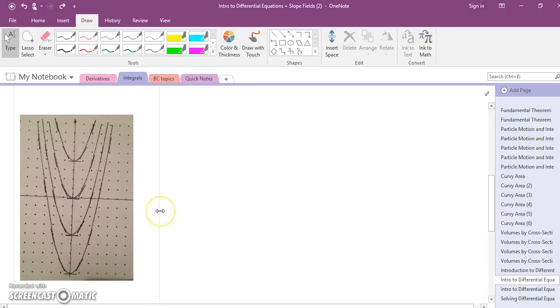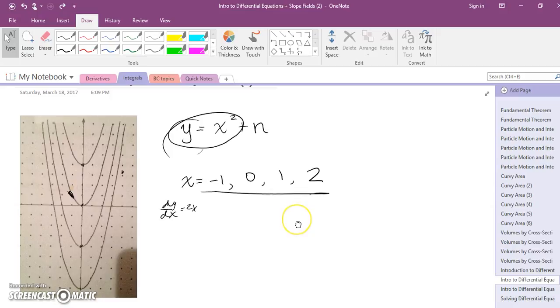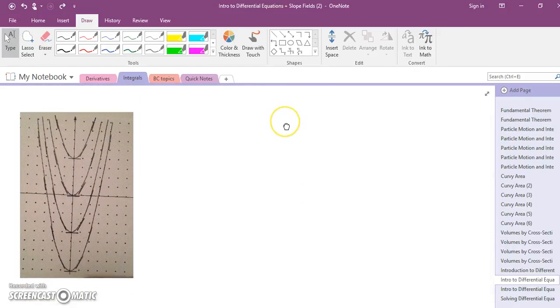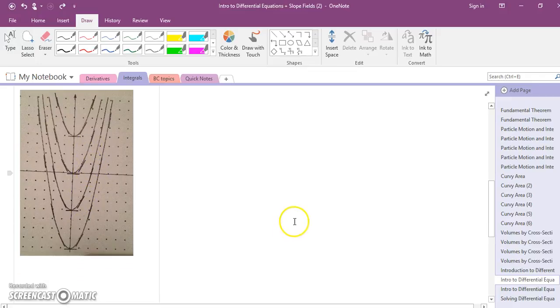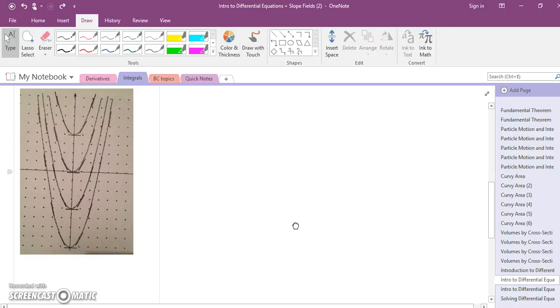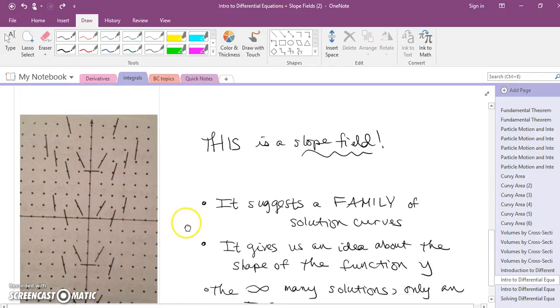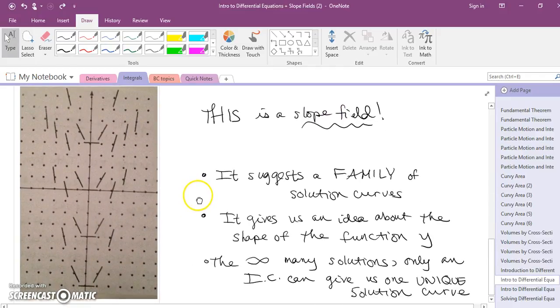What you should be looking at is something like this. Now notice we started with a bunch of functions like this, a family of curves. When you draw your tangent lines, you get this. Notice that at the x value of 1, for example, they all have the same slope. At the x value of 2, they all have the same slope. And let's say I were to take this picture and remove the actual function curves and only keep the little baby tangent lines. Then you would get something like this. And this is a slope field right here, your very first slope field that you're looking at.